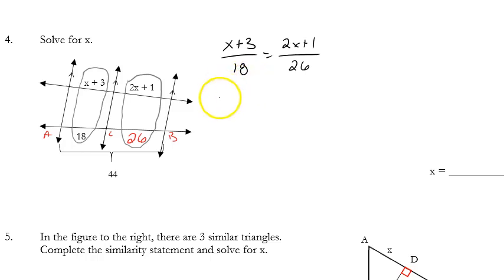Now, the rest of this is cross-multiplying. I have 18 times 2x plus 1 equals 26 times x plus 3. Make sure you're distributing. I'm giving you a second here to pause and do the algebra. We should get x equals 6.